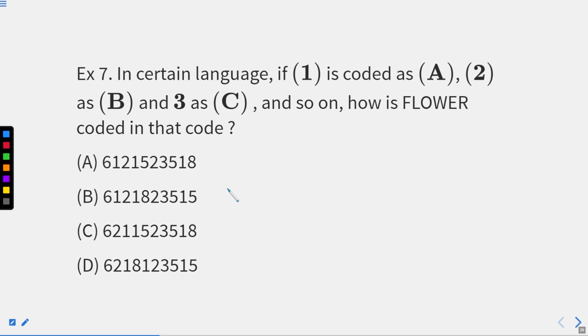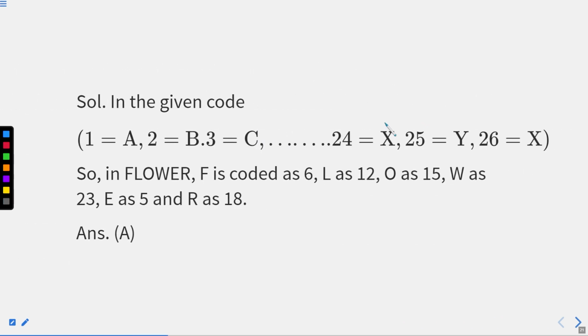Now the question number 7, with the 7th concept now. Here we are using the place value again. It is clearly mentioned in the question that 1 is coded as A, 2 is coded as B, 3 is coded as C. Now the word flower. So you must be aware of the place value of each and every letter, right? I have already discussed many times about the place value. So we'll directly jump to the answer part.